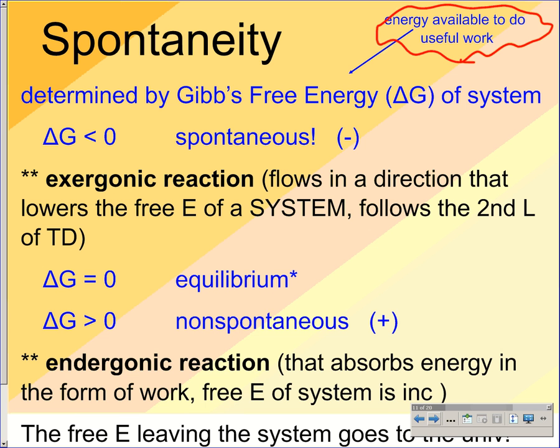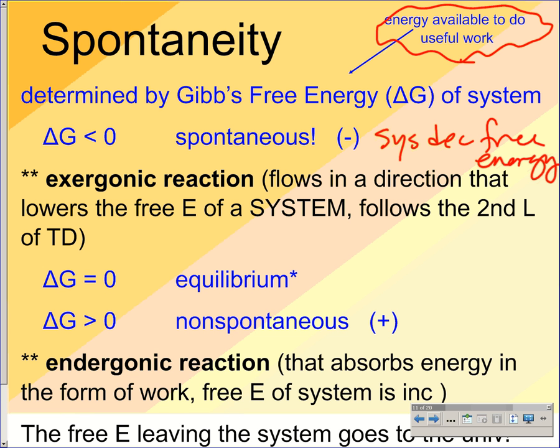If you have a negative number, that means the system decreases in free energy, because the definition of delta G, or Gibbs free energy, is available energy to do work. But that's a good thing, because if the system is decreasing in free energy, where's that free energy going? To the universe. And that's a good thing, because the universe should always be increasing in energy. That's the definition of the second law of thermodynamics. So this is a good thing for the universe, which is what we're essentially trying to satisfy.